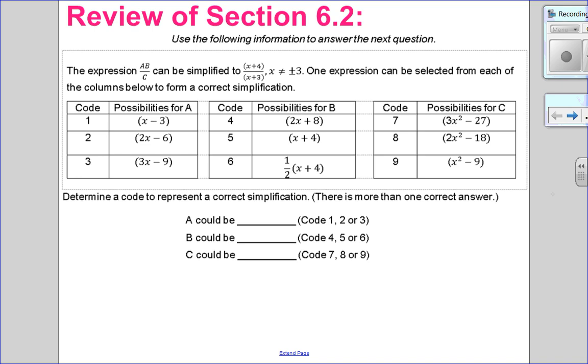Hello, Matthews Gatos here. Welcome to section 6.3, adding and subtracting rational expressions. Before I get into that, I want to review multiplying and dividing.